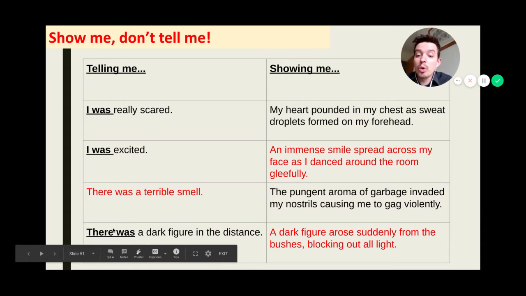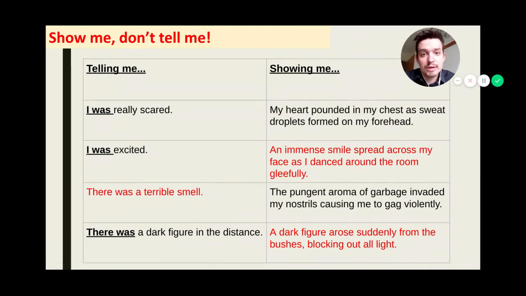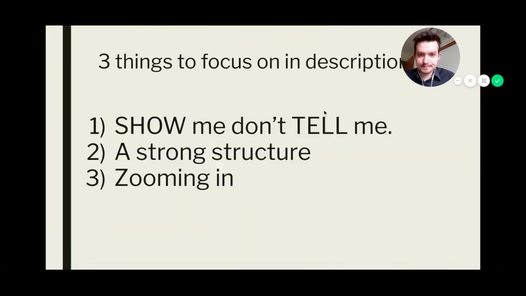Finally, rather than "there was a dark figure", try and avoid using the phrase "there was". A dark figure arose suddenly from the bushes, blocking out all light. Any of these examples will be really great to see in your writing. So if you like any of them, do magpie them and put them in your own writing as well.